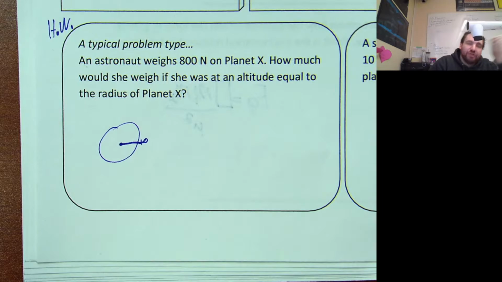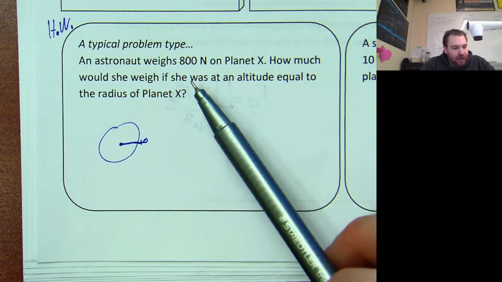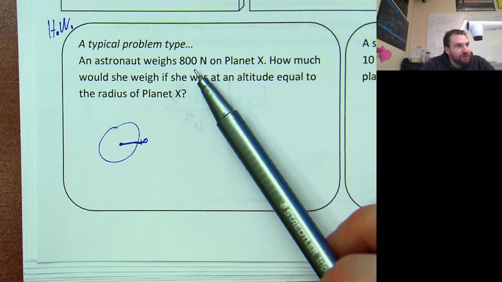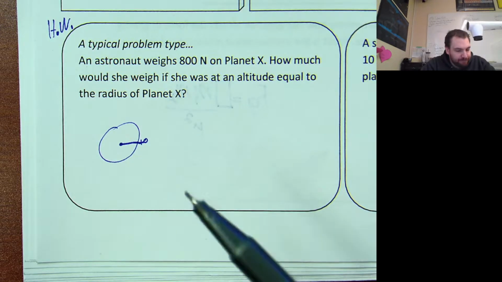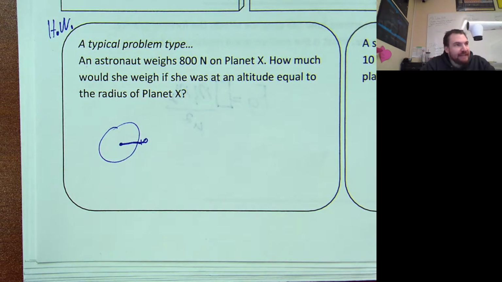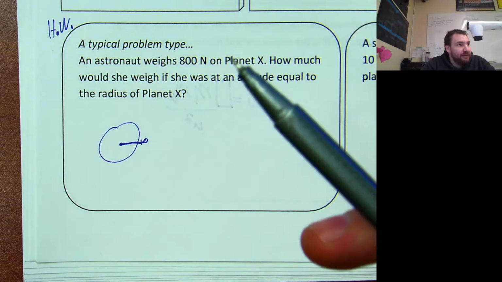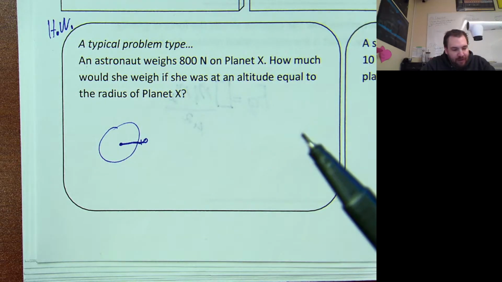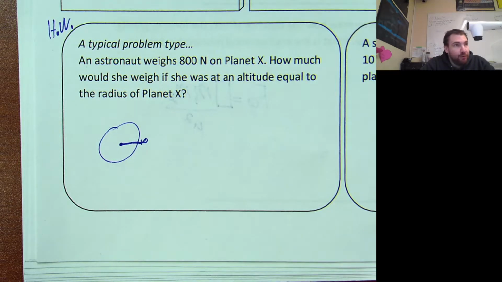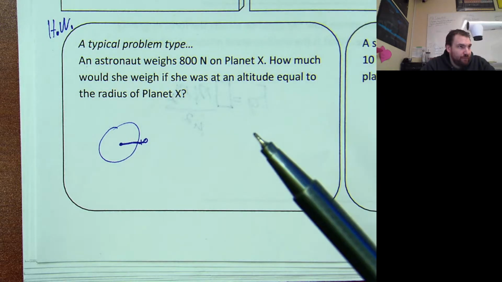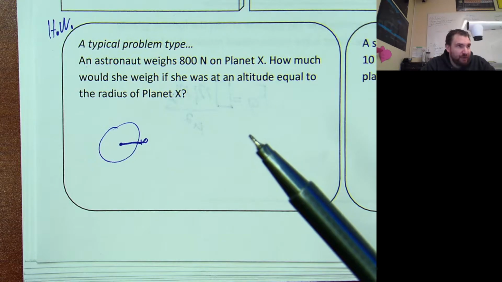Okay, so she's there on the surface. We know her weight is 800 newtons. Weight is Fg, yeah? Okay. So there's a couple ways we could do this. Nope, there's not. There's only one way we could do this.